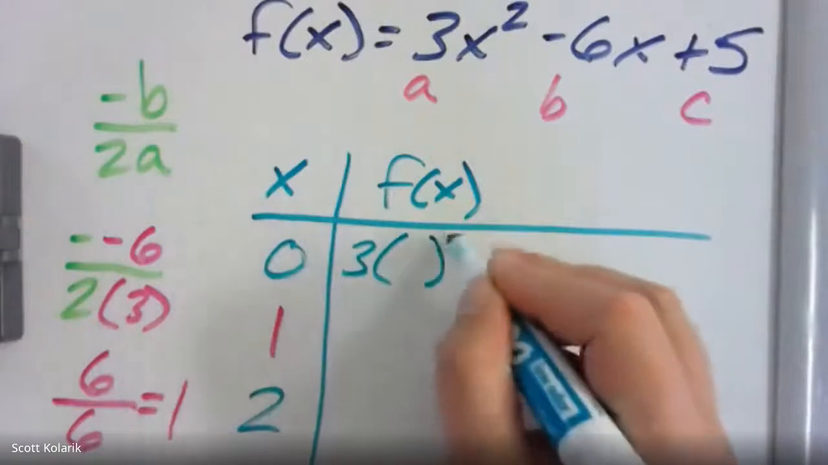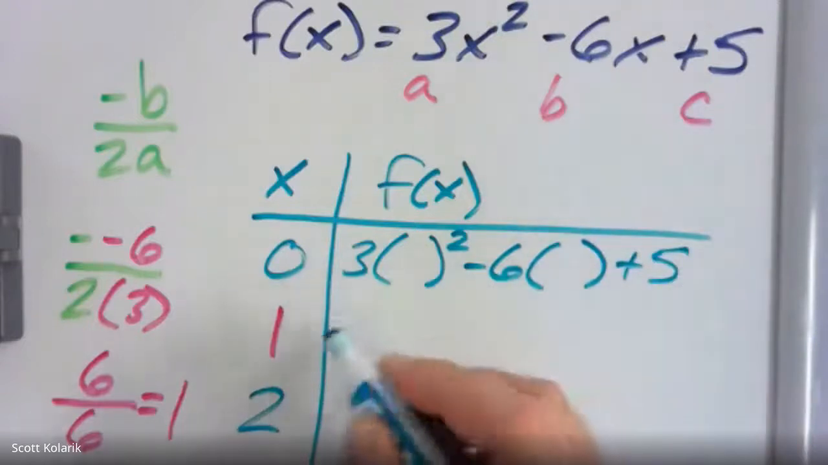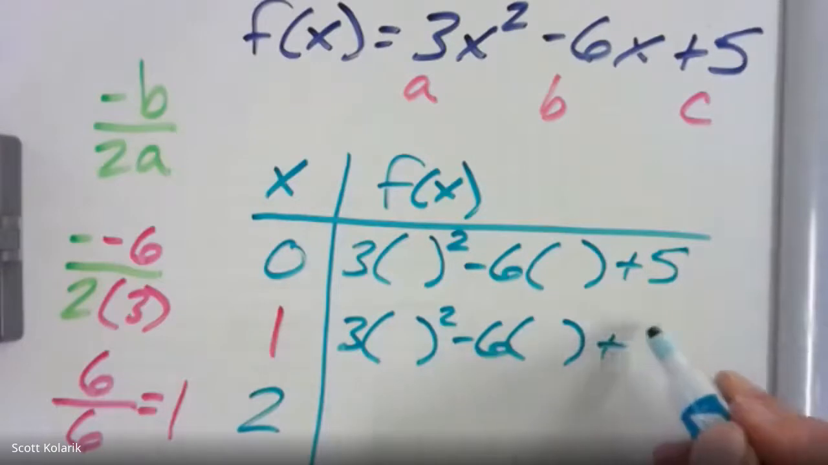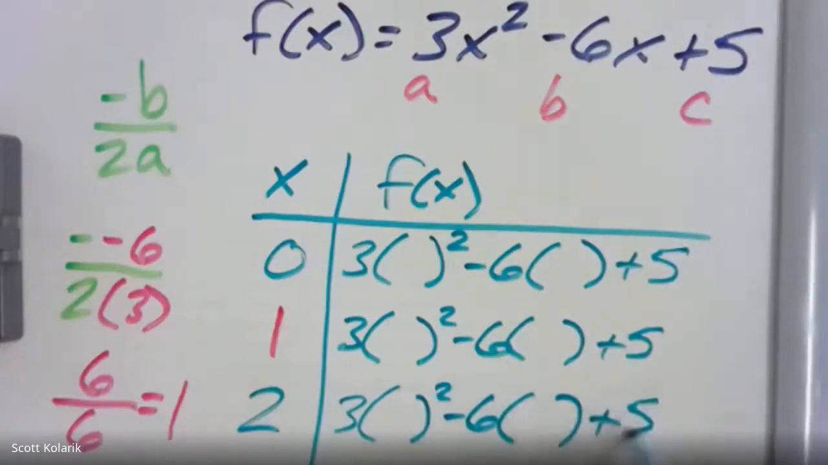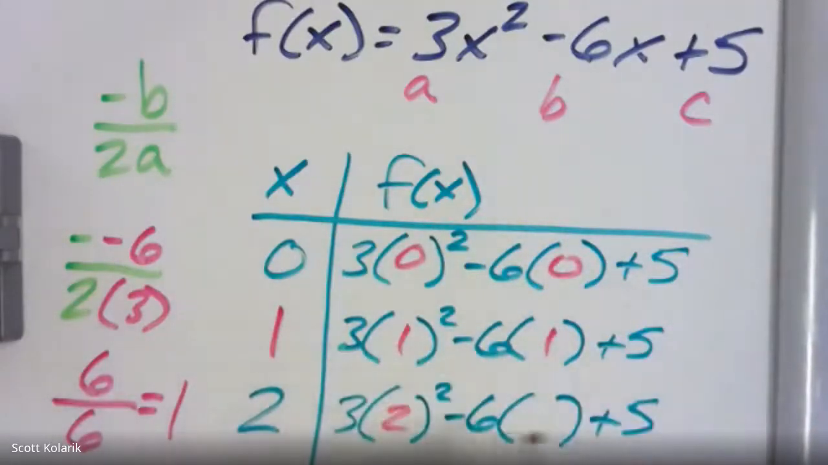3 times x squared, I'm going to end up replacing that x, minus 6 times that same x, and then plus 5. I'm going to be doing that same exact work for each of these x values that I've created, that I have not chosen randomly. We use that negative b over 2a to identify where to center those values. But basically, each of these x values are going to be plugged into the same equation. So 0 goes in the place of x up here, 1 goes in here, 2 goes in here, or whatever values you end up determining.